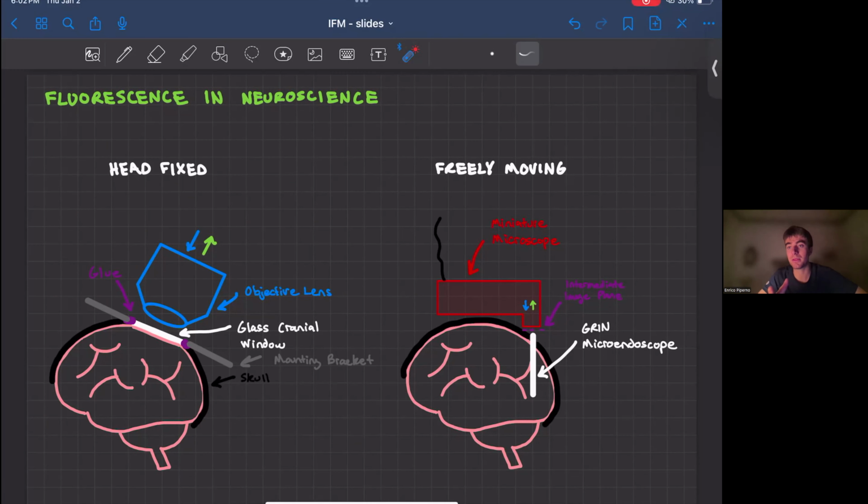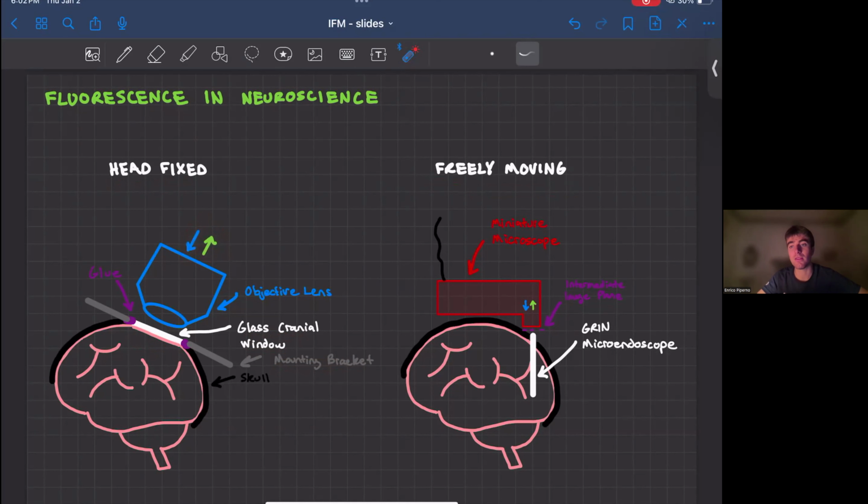The two main types of fluorescence imaging preparations in mice are a head-fixed and a freely moving case. In a head-fixed preparation, surgery is performed under anesthesia, in which part of the skull is removed and replaced with a glass cranial window. This is paired with a mounting bracket, allowing the mouse to be head-fixed to the optical table. On this optical table, we have the microscope, whose objective lens peers into the brain region of interest.